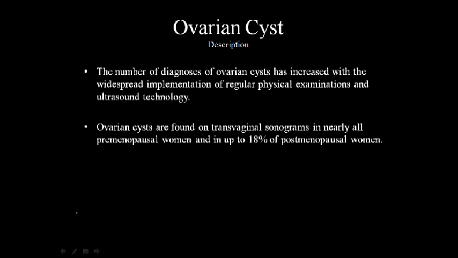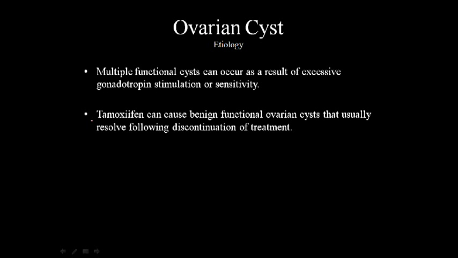The number of diagnoses of ovarian cyst has increased with the widespread implementation of regular physical examinations and ultrasound technology. Ovarian cysts are found on transvaginal sonograms in nearly all premenopausal women and in up to 18% of postmenopausal women. So keep in mind that cysts are not necessarily an abnormality when seen on CT or even ultrasound.